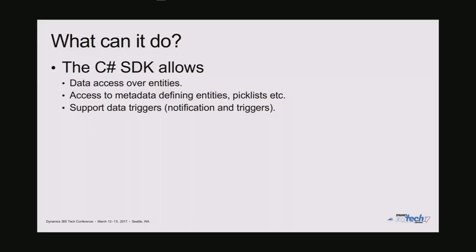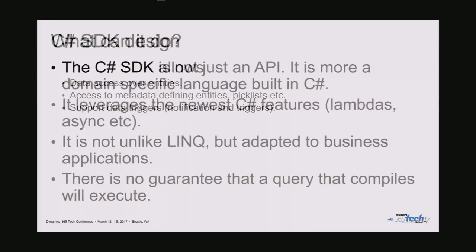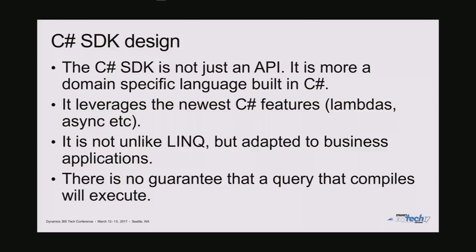So let's focus a little bit on the C# SDK. What does it allow you to do? Well, it allows you to do data access over entities. Of course, that's what we're going to be focusing on here today. It also allows access to metadata, defining entities and pick lists and all that good stuff. And it supports these data triggers that I just briefly mentioned.